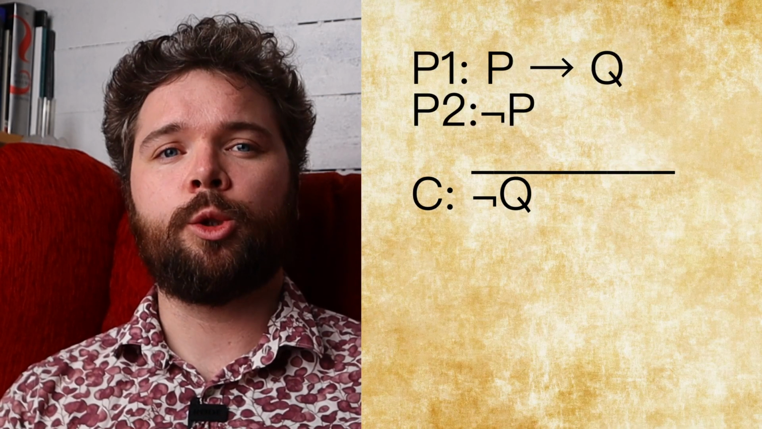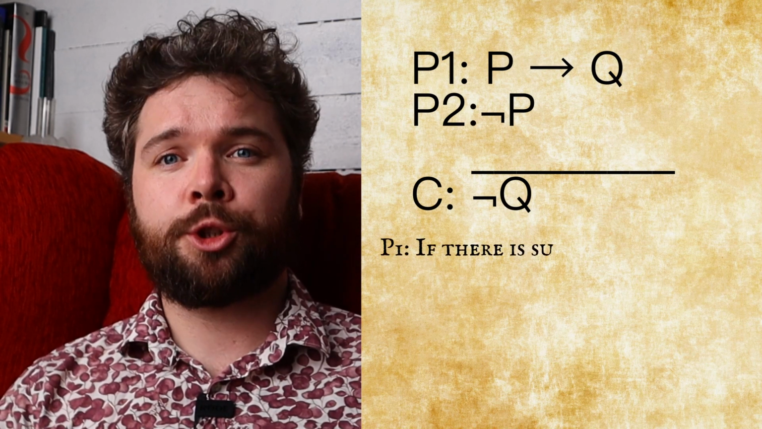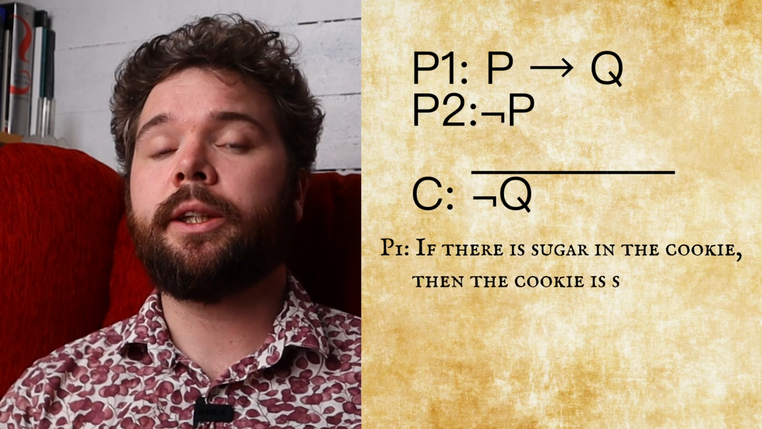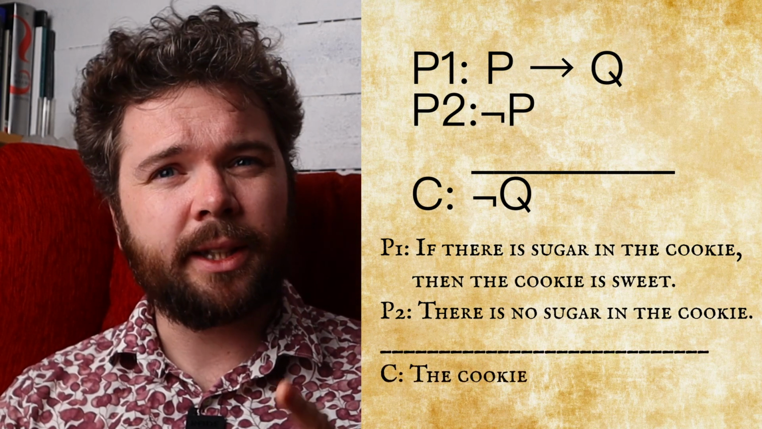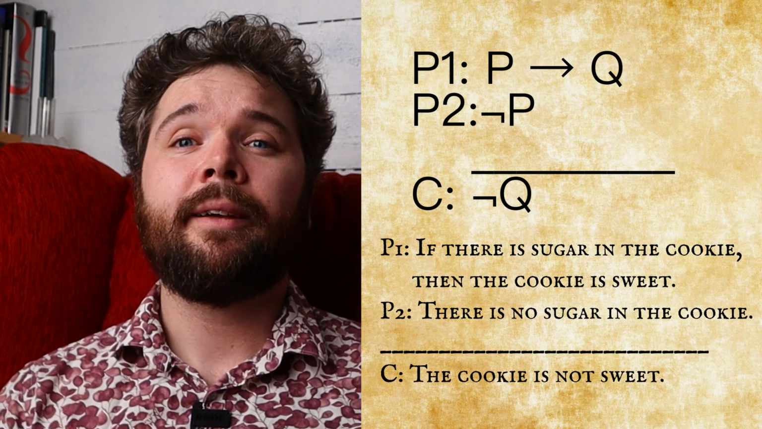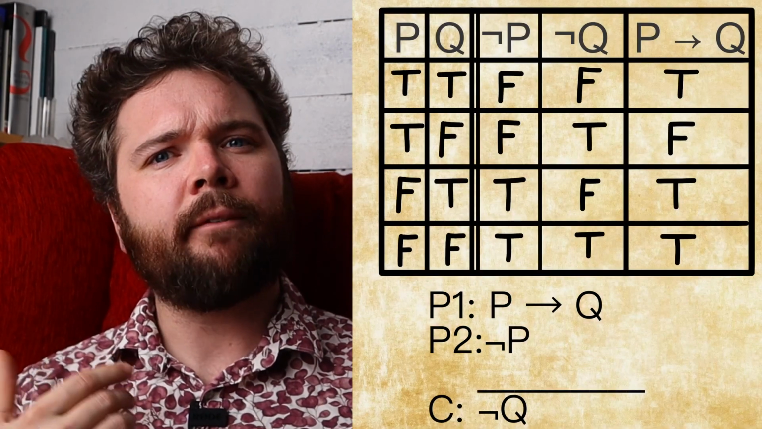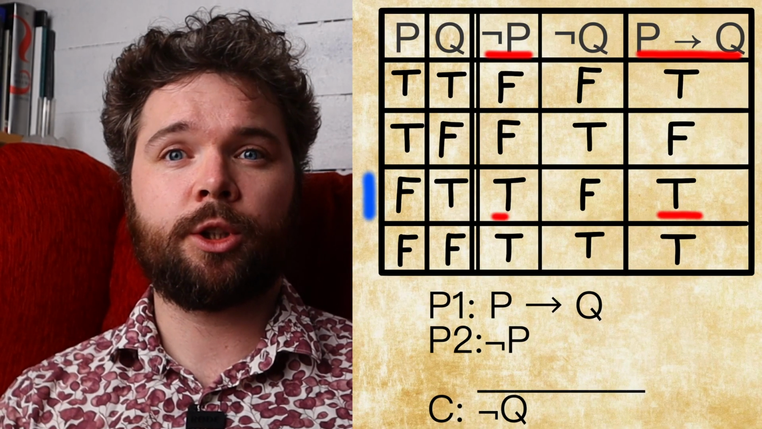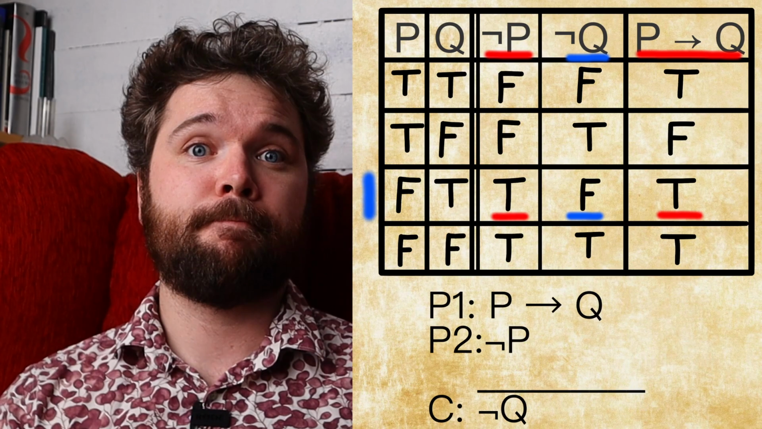Let's also take this argument that looks like a modus tollens. If P, then Q, not P, therefore not Q. If there is sugar in the cookie, then the cookie is sweet. There is no sugar in the cookie, therefore the cookie is not sweet. This is a fallacy, and it's commonly called denying the antecedent. So if we look at the truth table, we have the row here where both the premises are true, but the conclusion is false. Hence, it is a fallacy.